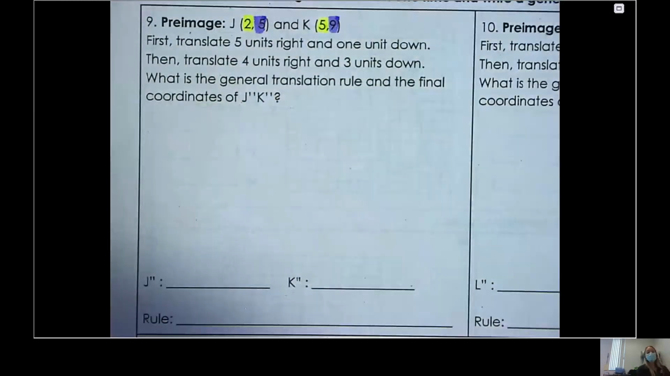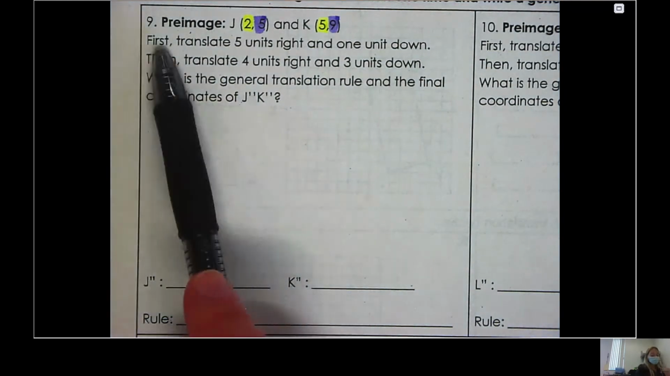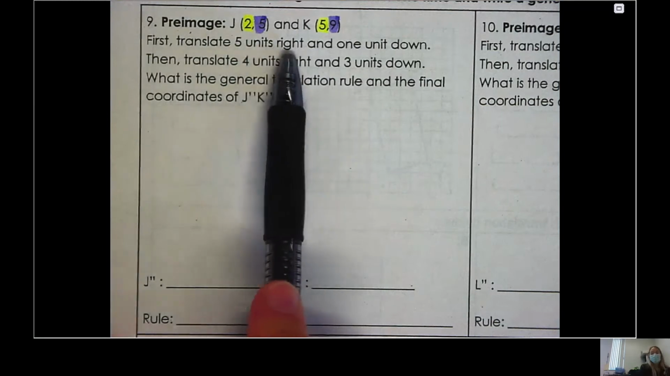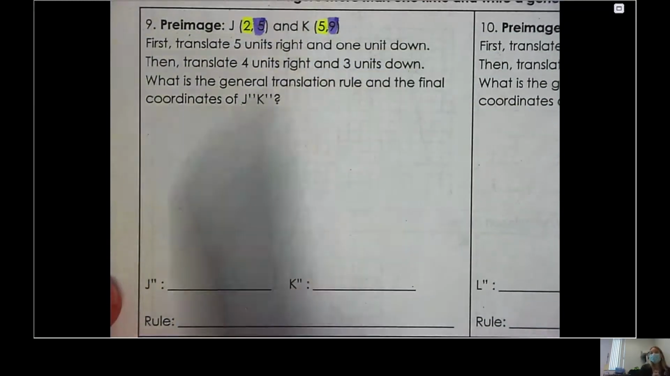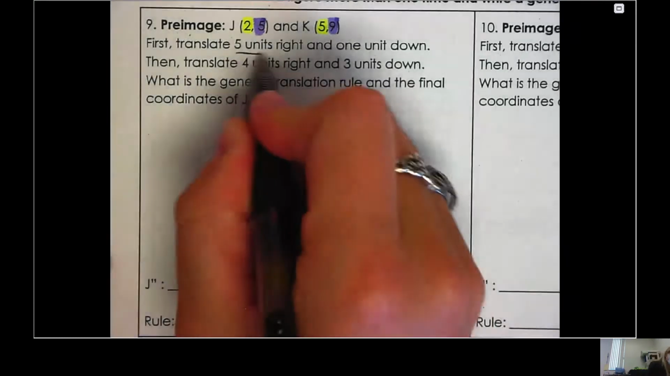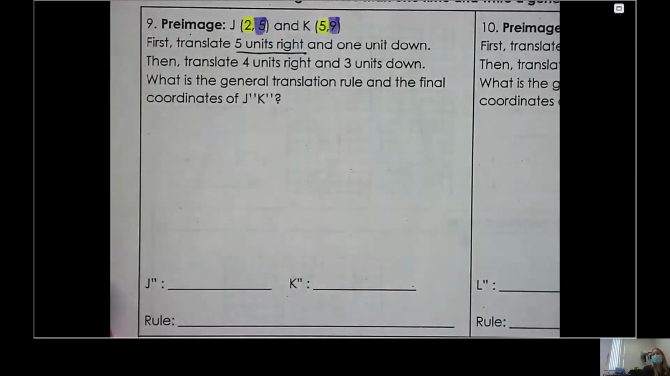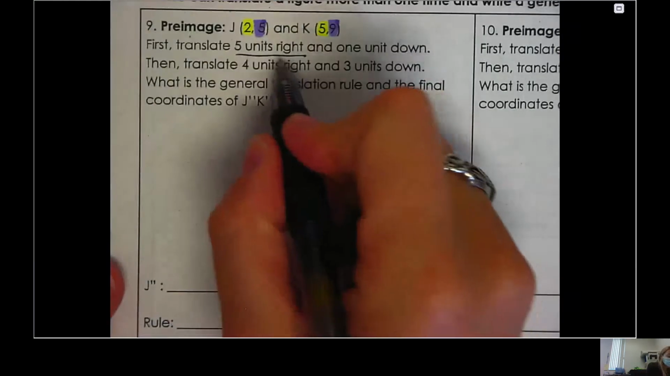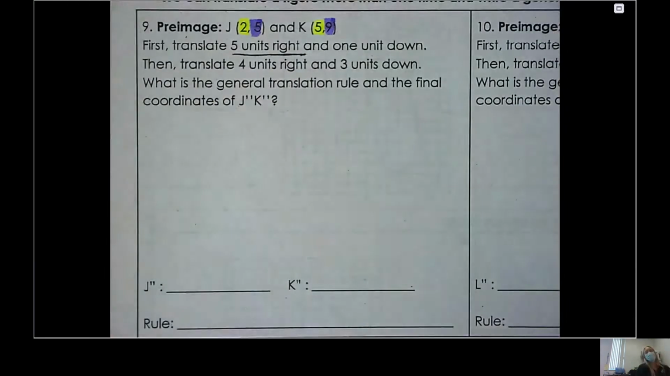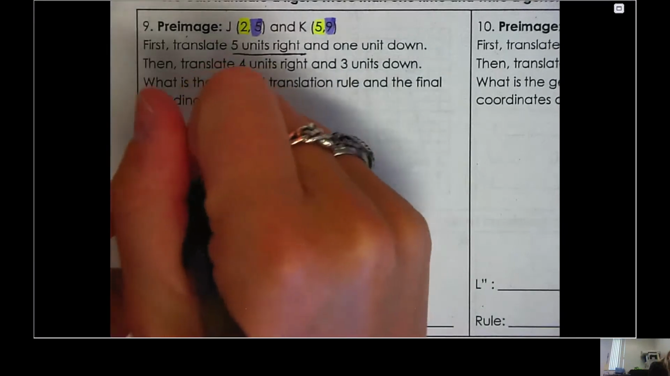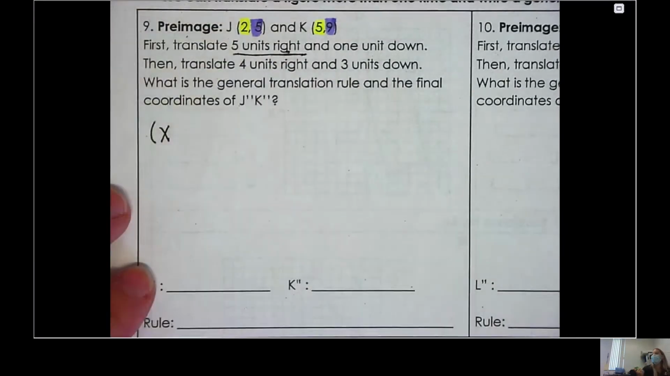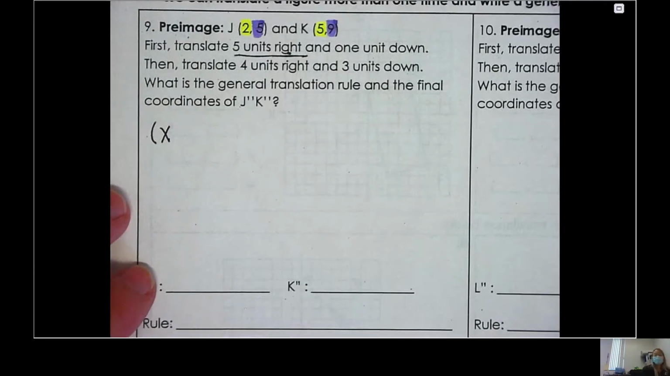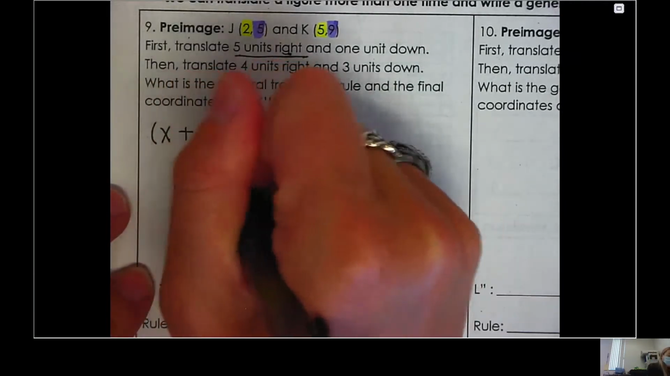All right, now I'm going to follow each one. So there's two different rules that are given to me. The first rule says translate 5 units right and 1 unit down. So I'm going to write that as a rule. 5 units right. If you're going to the right, which one's changing, your X or your Y? X is changing as I go to the right. Miss Massey even wrote it up there on the board for you. X changes, I'm moving to the right. If I'm going to the right 5, is that a positive 5 or a negative 5? Positive. So I'm going to put X plus 5.